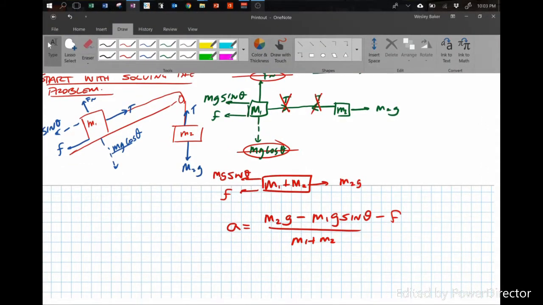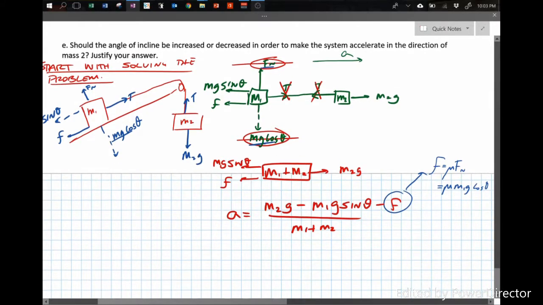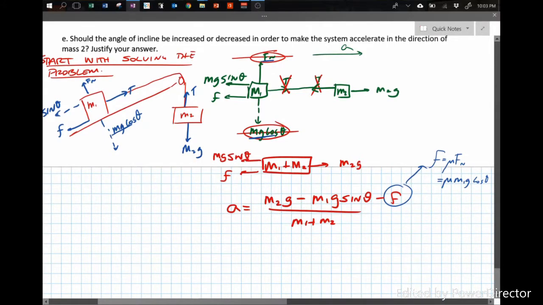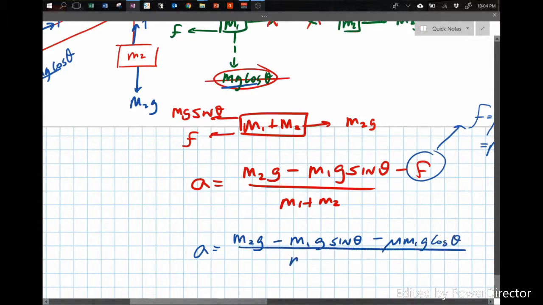But I have a friction problem here. I don't know what that is. Friction in general is mu times the normal force, so it's going to be mu. And since I said the normal force balanced with mg cosine theta, mu m1g cosine of theta. Now we're going to have this rather gruesome expression for acceleration. Acceleration is m2g minus m1g sine of theta minus mu m1g cosine of theta, all divided by m1 plus m2.